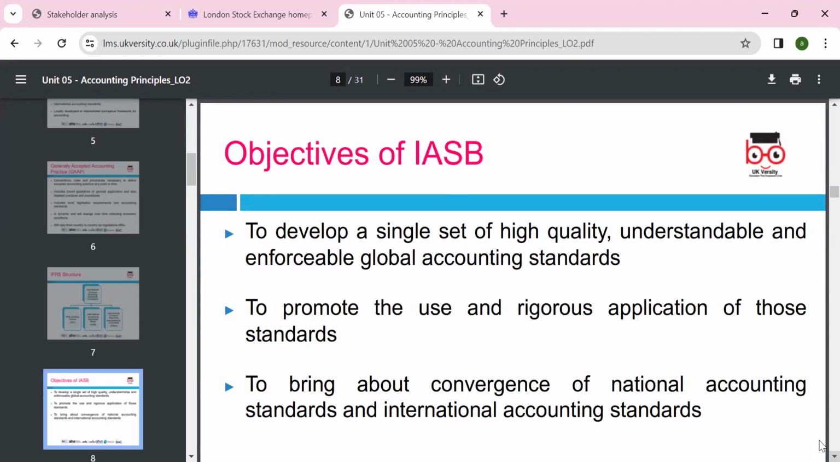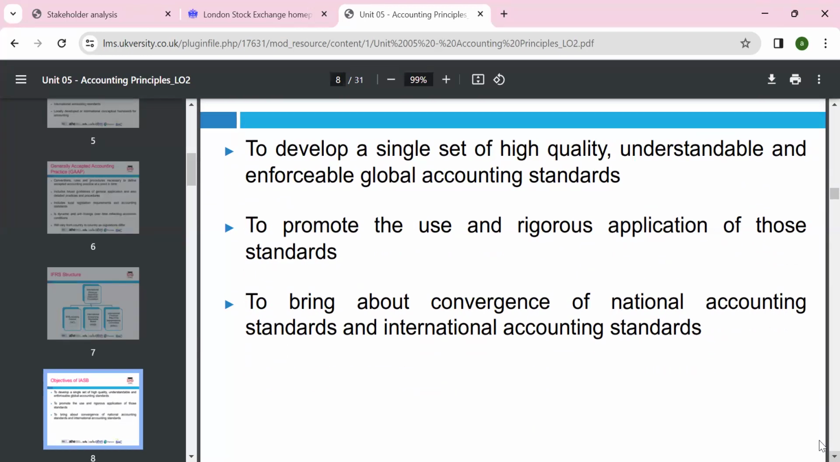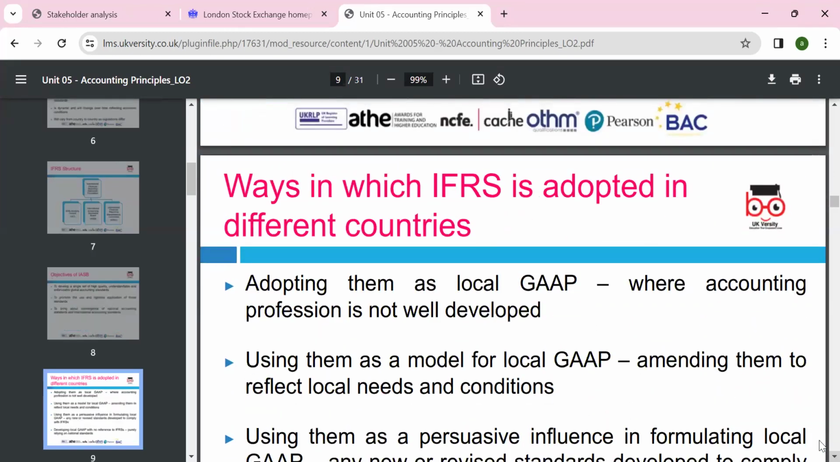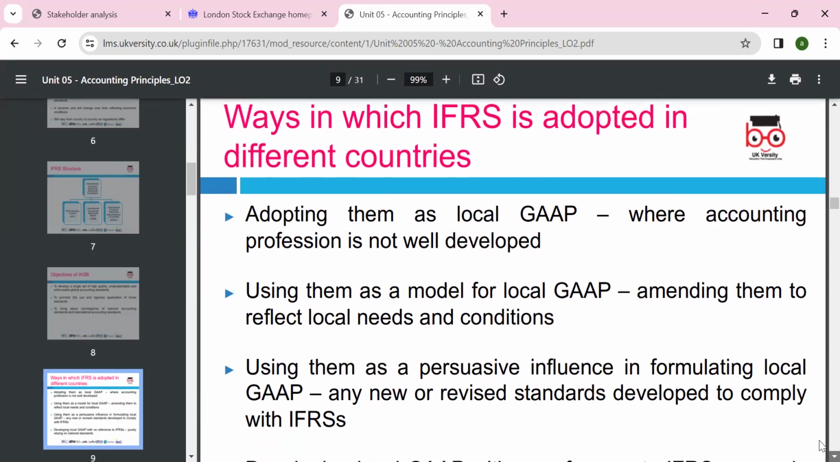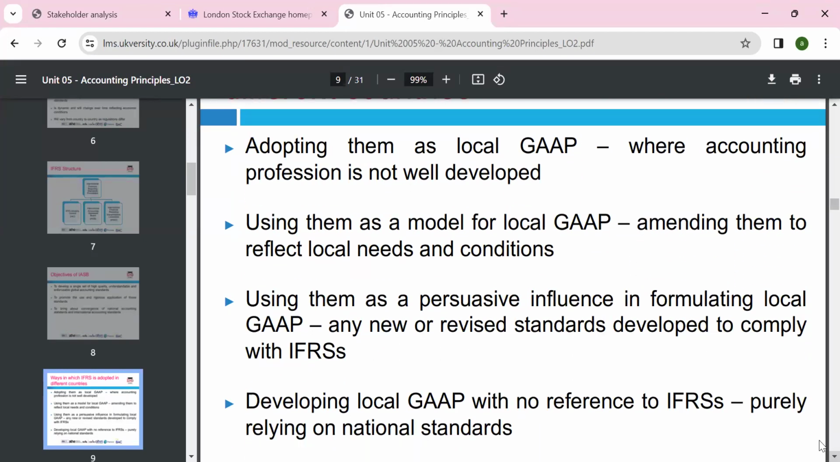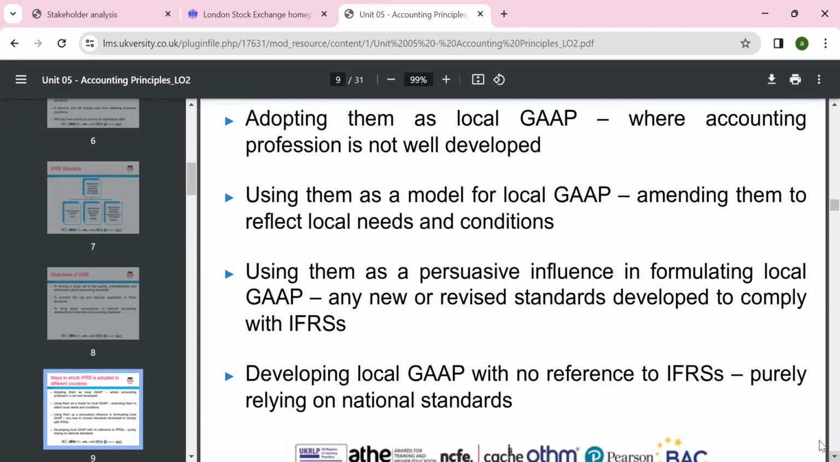The International Accounting Standards Board's objective is to develop a single set of high quality, understandable and enforceable global accounting standards, to promote the use and rigorous application of these standards, and to bring convergence of national accounting standards and international accounting standards. Thus, we work together toward true and fair. Regarding the way international financial reporting standards are adopted in different countries: adopting them locally, they can be used as the model for local GAAP where the accounting profession is not well developed, amending them to reflect local needs and conditions, and using them as a persuasive influence on formulating local GAAP, and we can revise the standard.